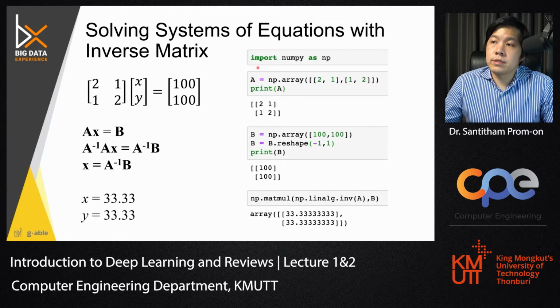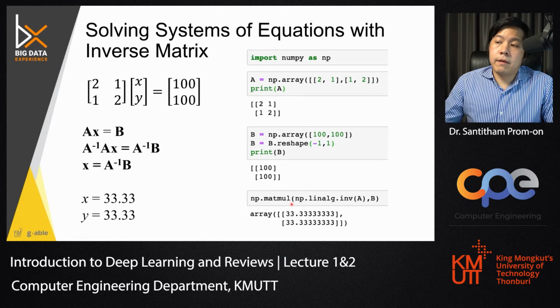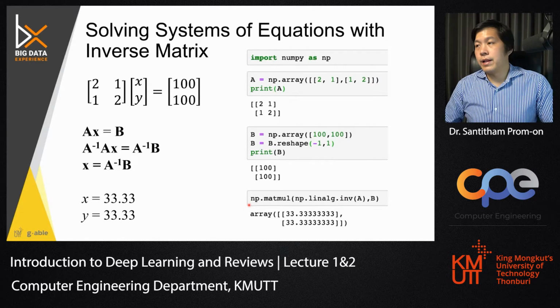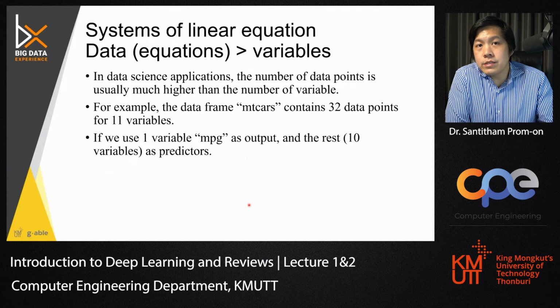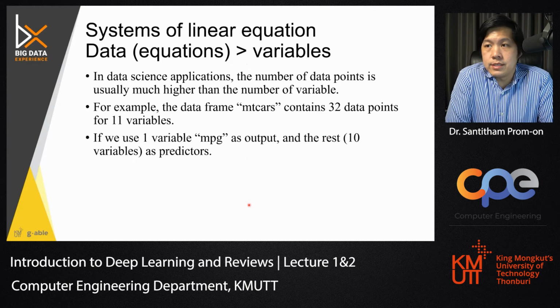So here I created matrix A, and here's the matrix B, and then multiply B with the inverse of A, and then get results of 33 and 33. Right? Simple enough. If you have more equations than variables, in lots of data science applications, this is the case that you have often encountered.